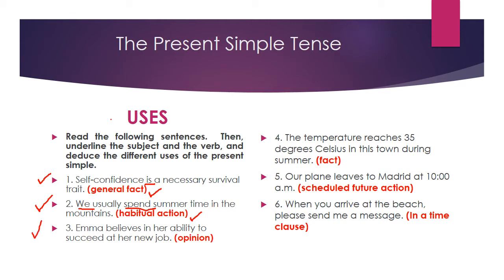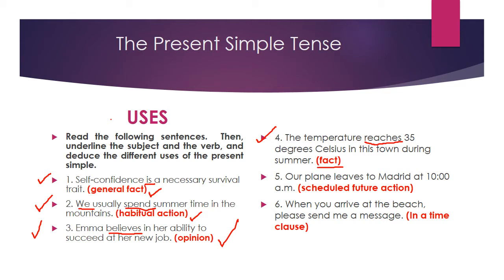Third use, Emma believes in her ability to succeed at her new job. Emma believes, thinks, it's an opinion. So we also use the present simple tense when we express an opinion. So general fact, habitual action, opinion. Sentence number 4, the temperature reaches 35 degrees Celsius in this town during summer. What am I expressing here? A fact. So what tense do I use? The present simple. The temperature reaches.